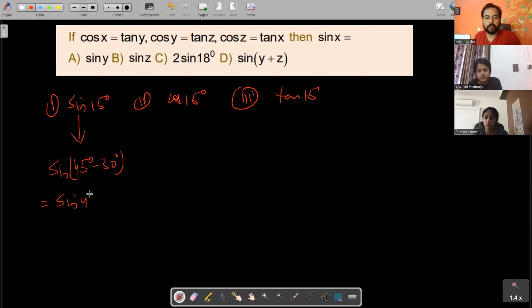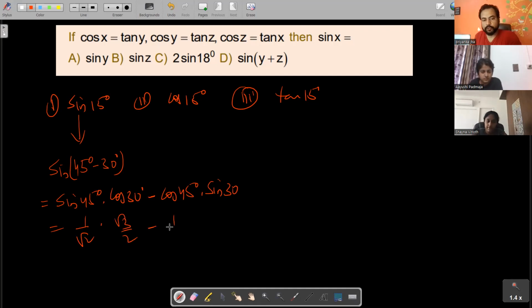That is sine A cos B minus cos A sine B. Sine 45 is 1 by root 2, cos 30 is root 3 by 2, minus cos 45 is 1 by root 2 and sine 30 is 1 by 2. So this is root 3 minus 1 by 2 root 2. This is the value of sine 15. This is now a standard value that you have to remember, and if you don't remember, you can simply apply this concept.